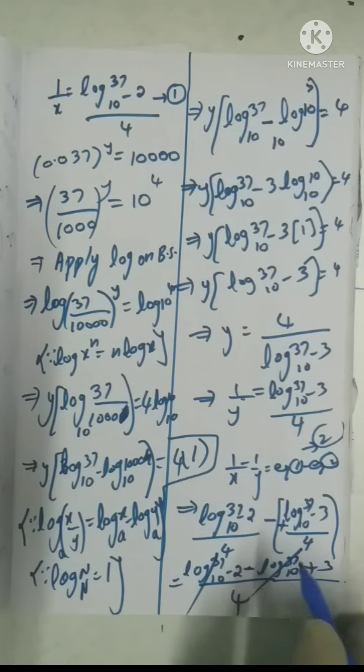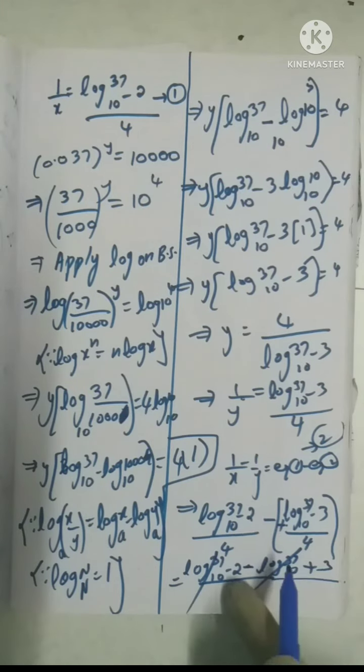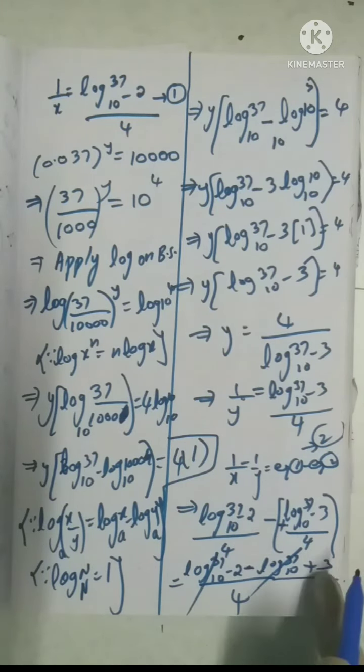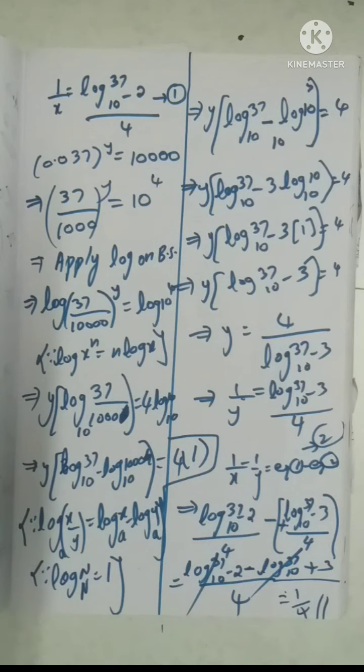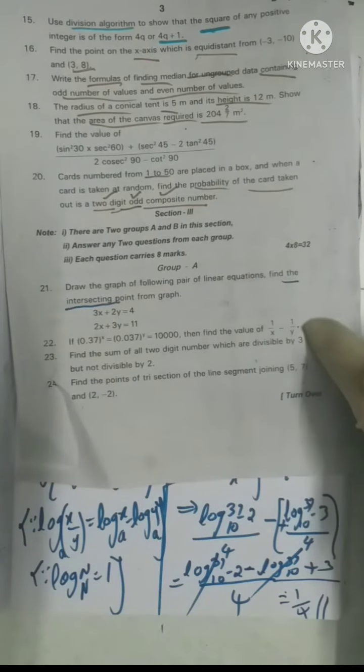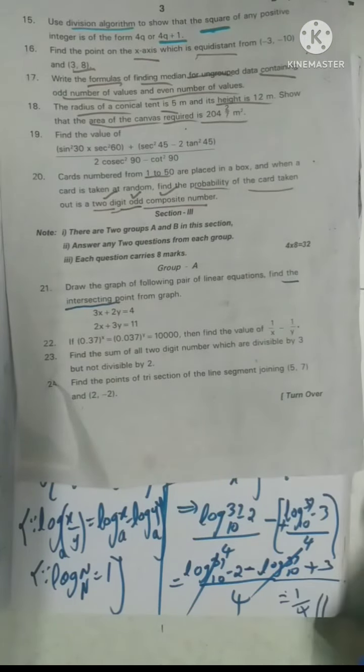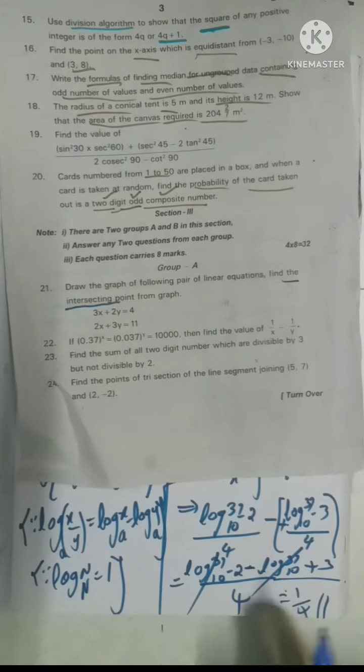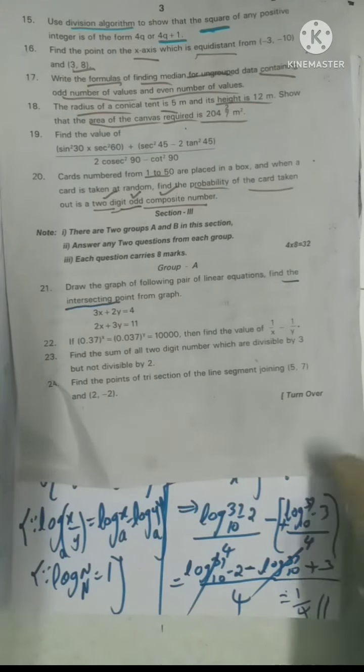Plus log 37 to the base 10 and minus log 37 to the base 10 will get cancelled. Here we have minus 2, here we have plus 3. So 3 minus 2 is 1, and we have by 4. So what is our answer? We got the value of 1 by x minus 1 by y as 1 by 4. How did we get it? 3 minus 2 is 1 and by 4 as it is. This is the last step which we got.